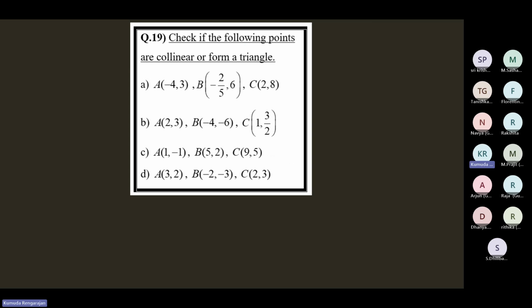Check if the following points are collinear or form a triangle. So we know that when we have 3 points in a plane, only 2 cases are possible. When we have 3 points in a plane, either the 3 points are collinear, that means they can be connected by the same straight line, or they're not collinear. That means if they're not collinear, a triangle is formed.